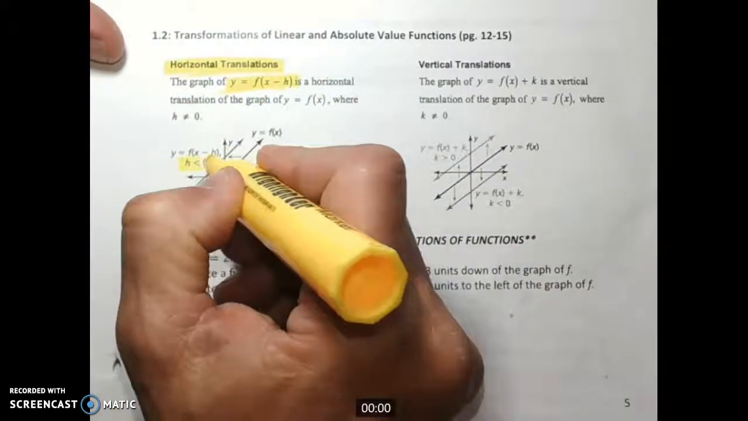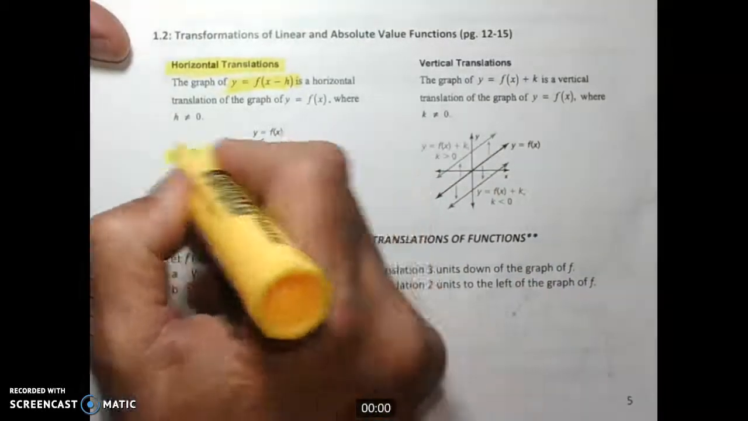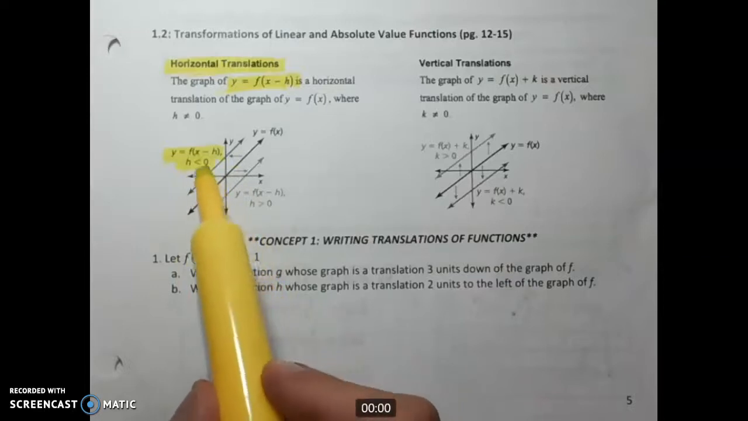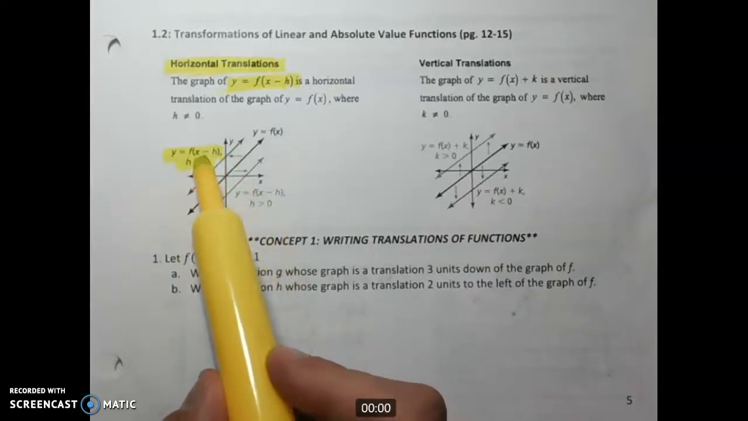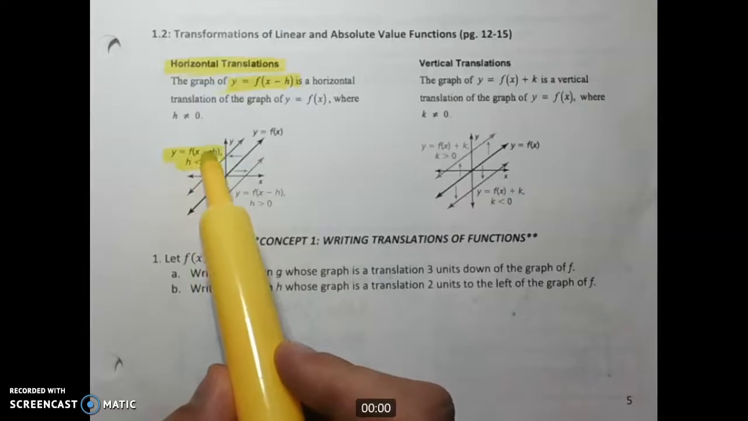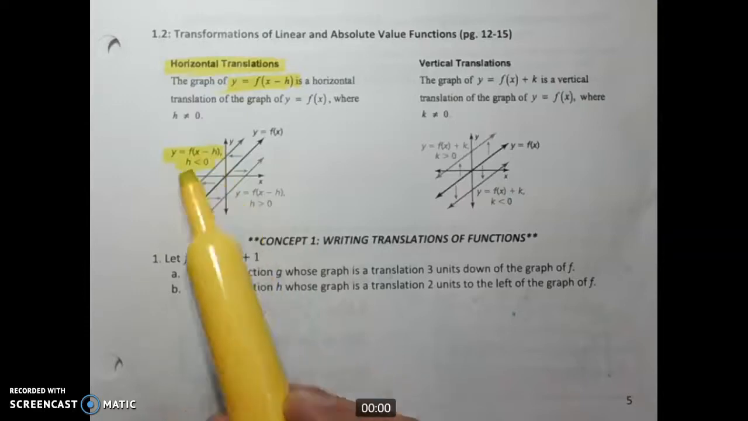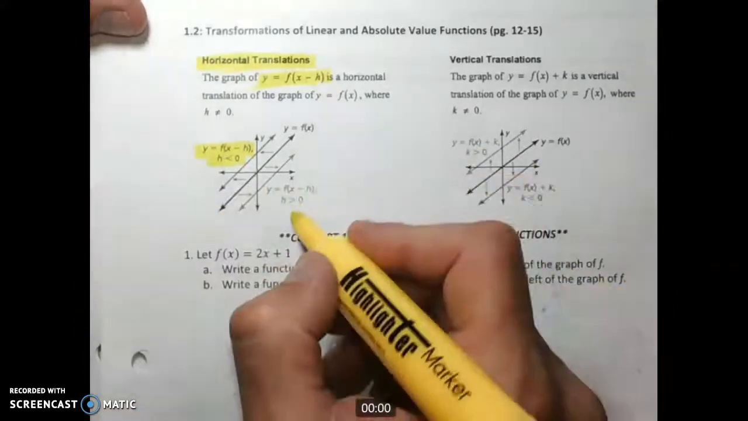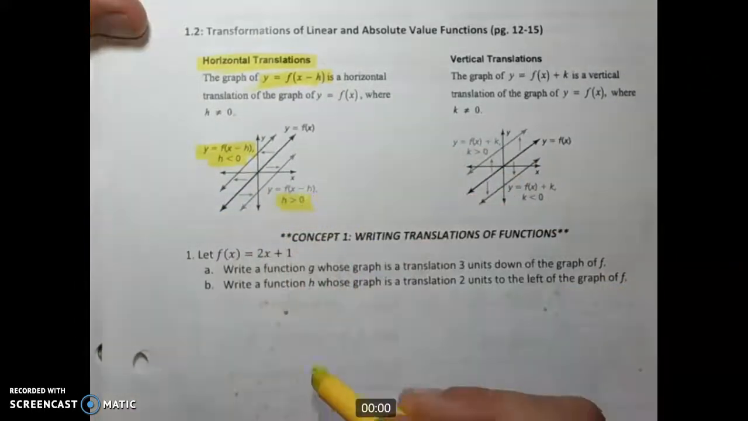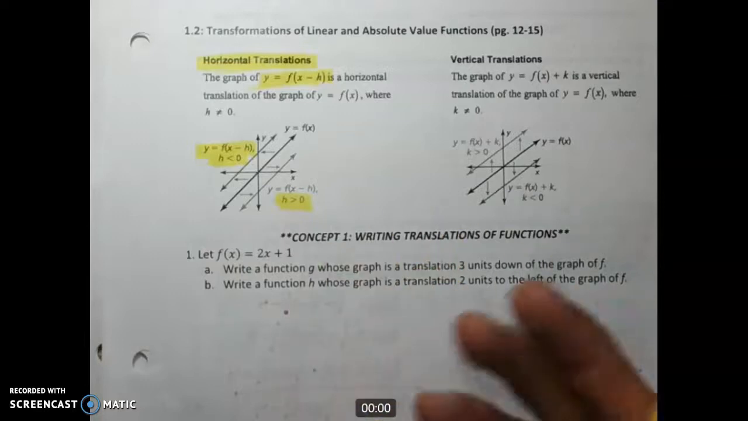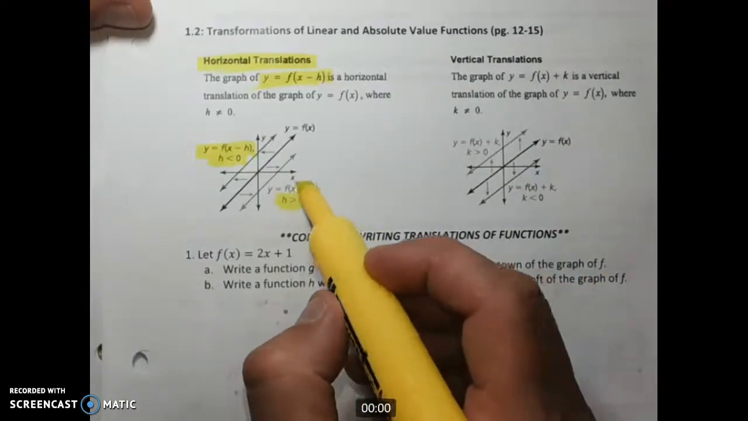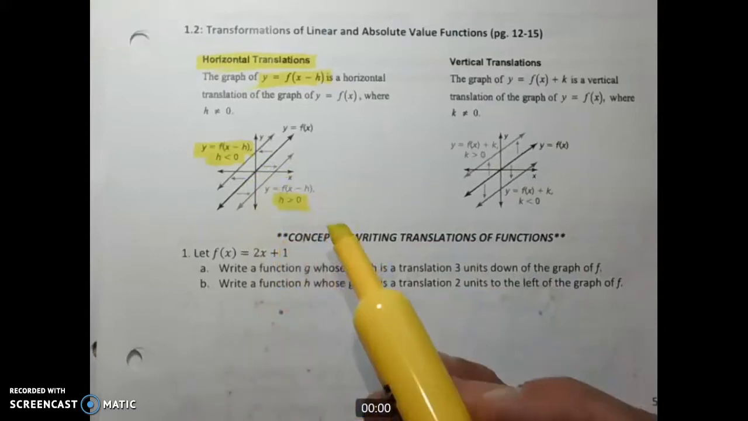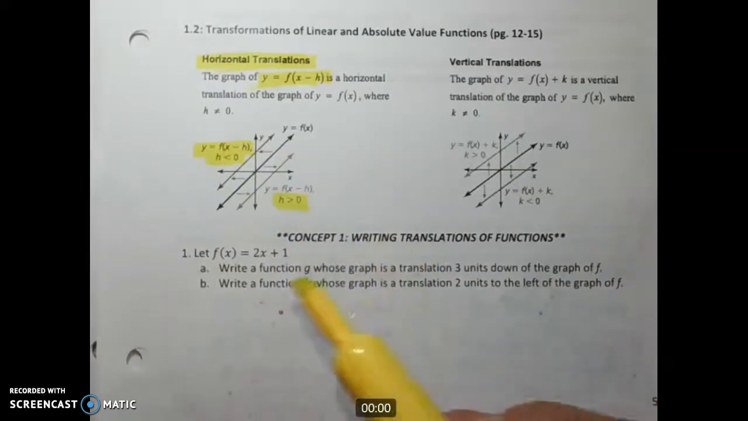And that's illustrated right here where h is less than 0, meaning a negative. So if h was negative 2 and I plug it in, it'd be like f of x minus negative 2, or x plus 2. So that's going to the left. Now, if h is greater than 0, like a positive number like 3, then I have f of x minus 3, and that's 3 units to the right. So horizontal transformations, right and left.